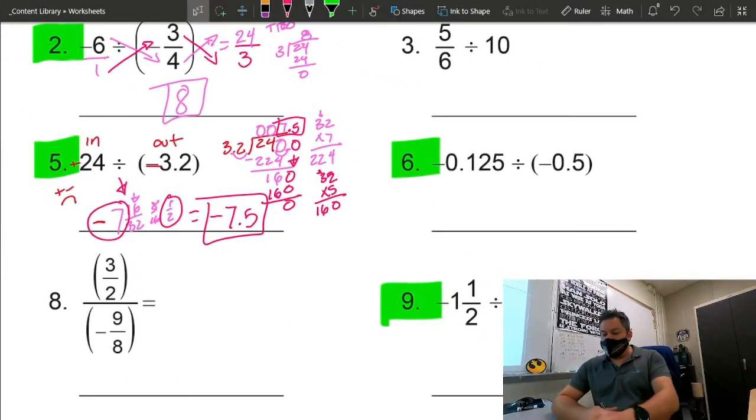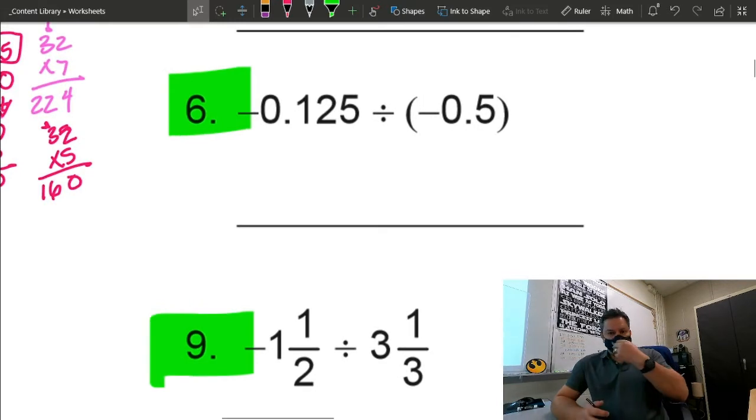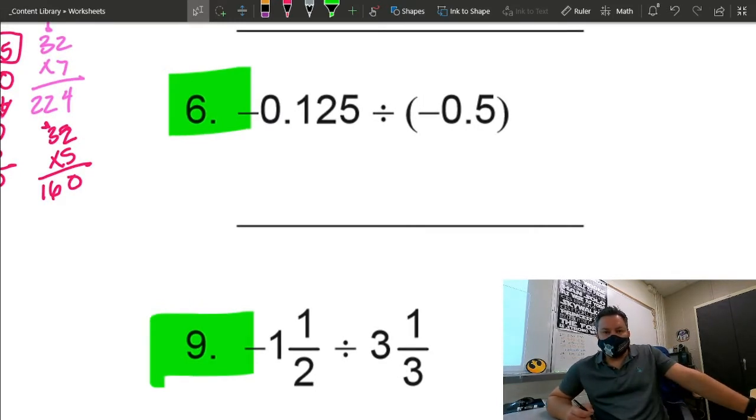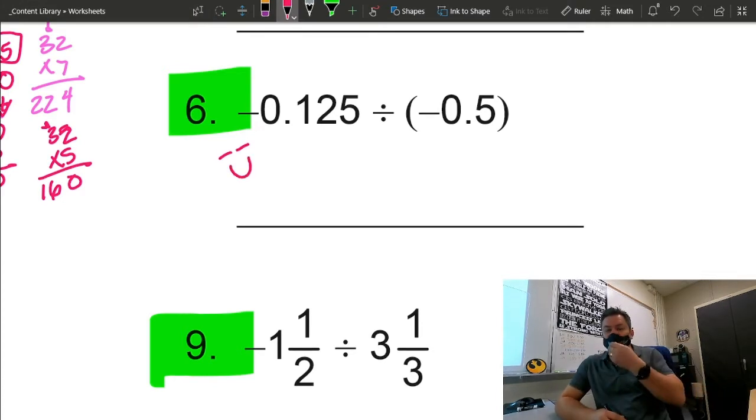We have another one, but now, real quick, let's look at the signs. Is my answer going to be positive or negative? Positive. Why positive? It's happy. My answer is going to be positive.